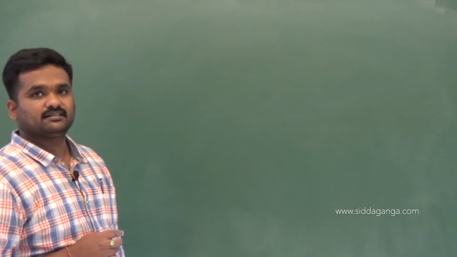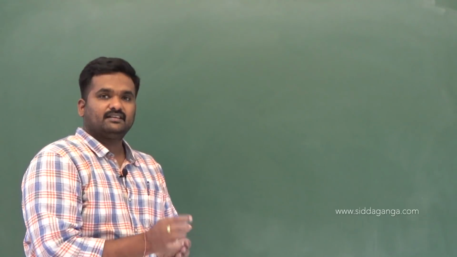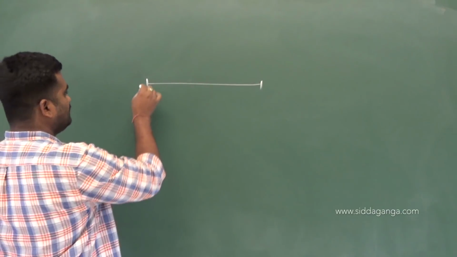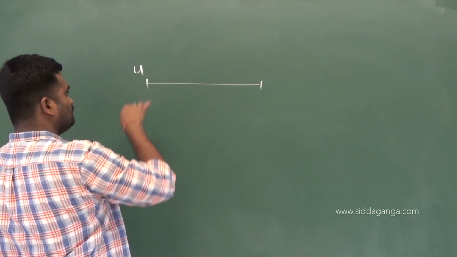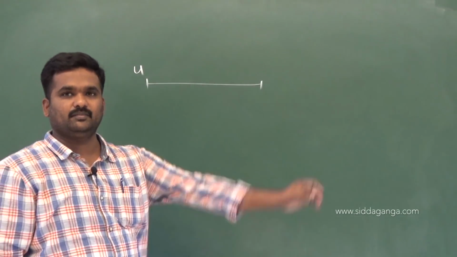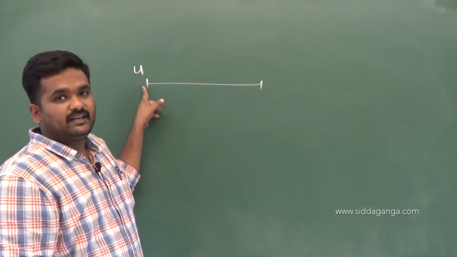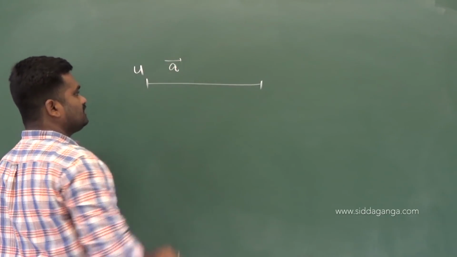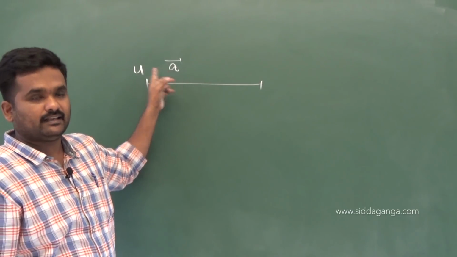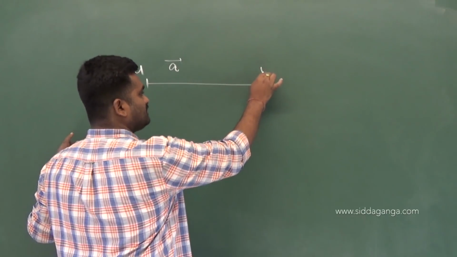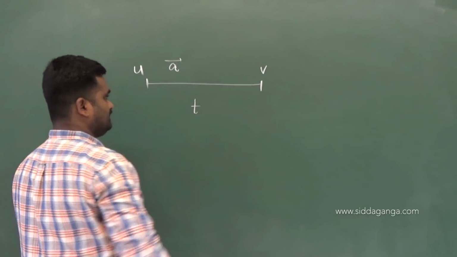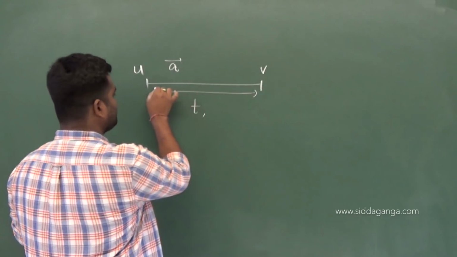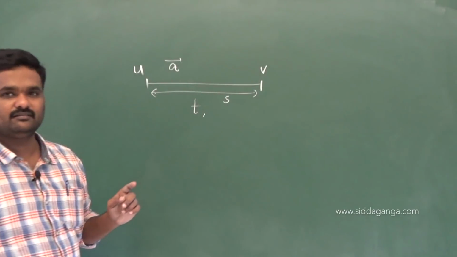Before going for this derivation, I will take a small introduction. Let us say I am going to consider a body whose initial velocity is u. Initial velocity means at the starting point its speed is u, and it is uniformly accelerating with an acceleration of a. Its velocity is v when it has travelled for a time of t seconds, and by that time it has travelled a distance of s.